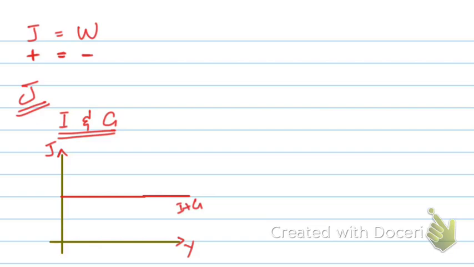I plus J. So this is what your injections look like on a sketch. Withdrawals, on the other hand, comprise of two: taxes and savings.